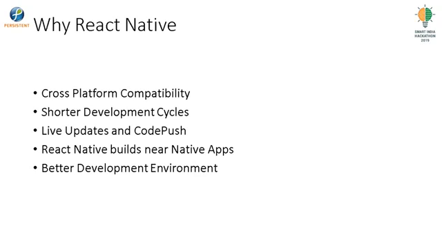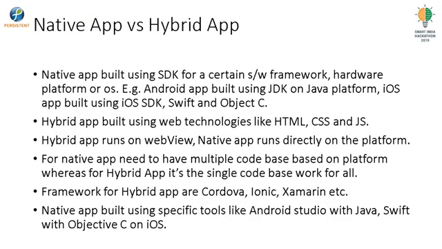So we have been talking about hybrid apps, and we have been talking about native apps. What is the difference between them? So it's native app versus hybrid app. Nothing great, it's pretty simple. You could have a look at this: a native app is built using the SDK for a certain software framework or hardware platform, or even specific to the OS. So an Android app is built using the JDK on the Java platform, and an iOS app is built using the iOS SDK by using Swift and Objective-C.